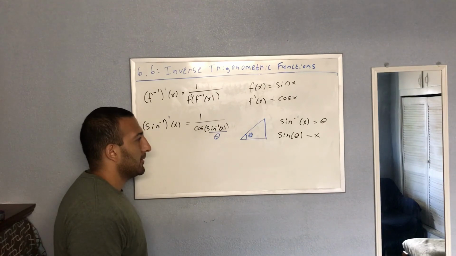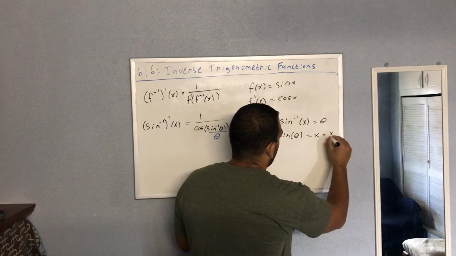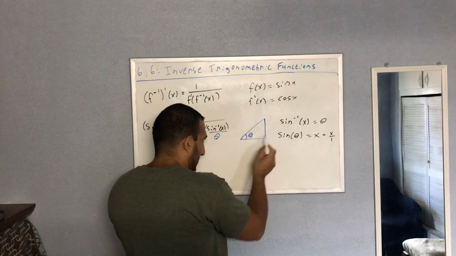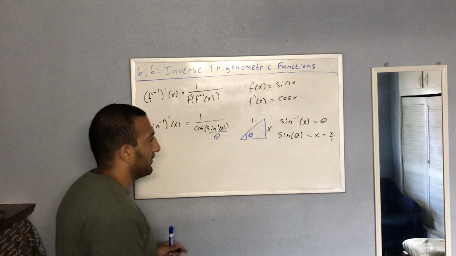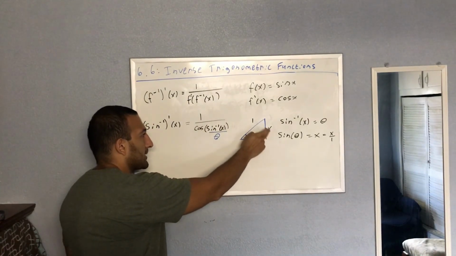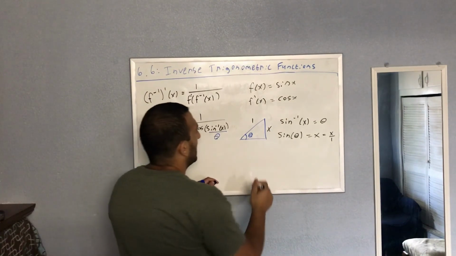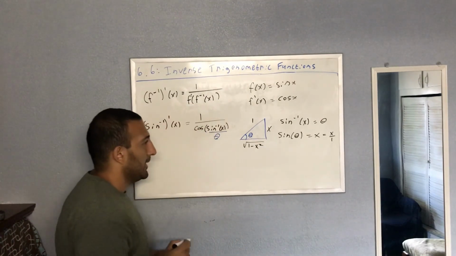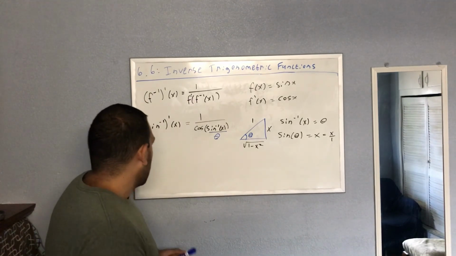Meaning now that I'm going to rewrite this a little more suggestively, sine of theta is x divided by 1. Meaning that if you look at this triangle, the opposite length is x and the hypotenuse is 1. Because the sine of this angle should be x divided by 1. And then again, if you use the Pythagorean theorem, you would get that this is the square root of 1 minus x squared. If you have questions about this, feel free to ask me in class, but that's what you're going to get.